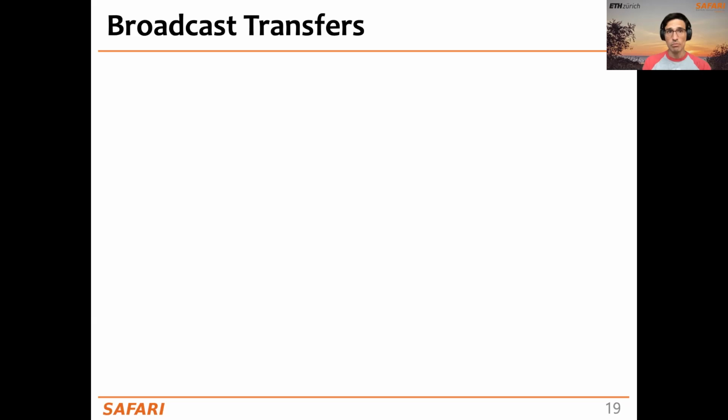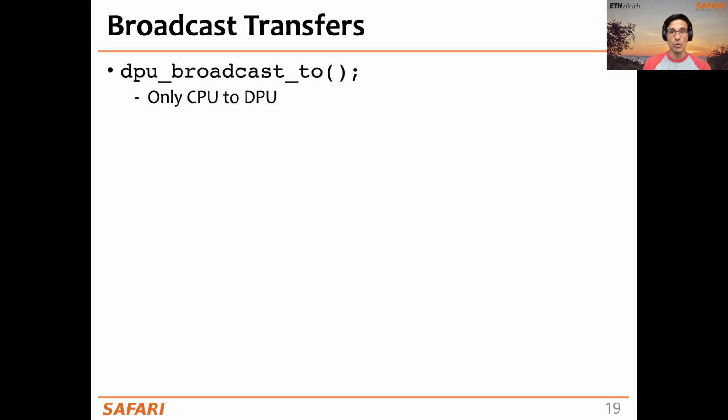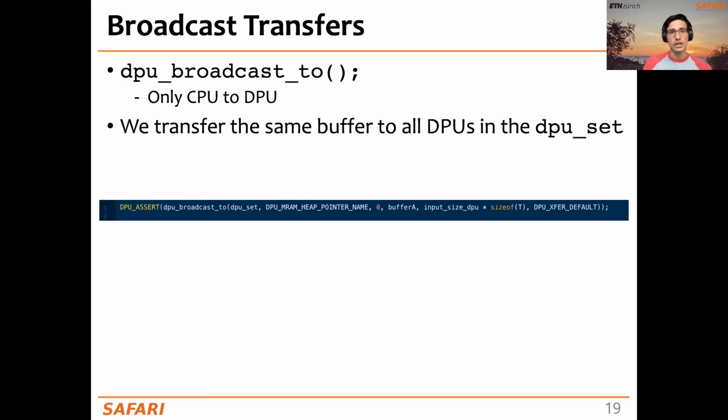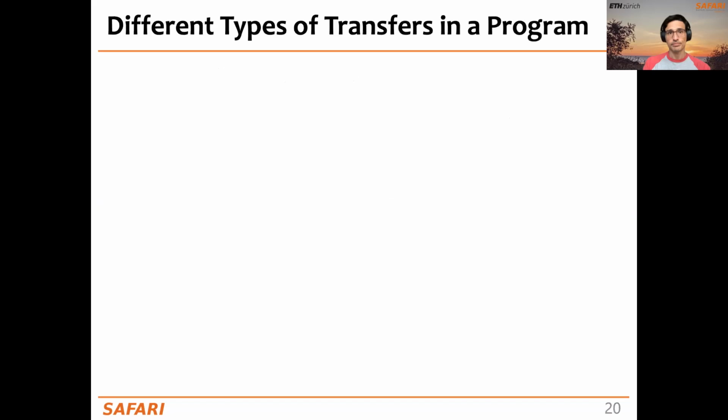And finally, we have the broadcast transfers. In this case, we can target multiple DPUs, but there is only the possibility of copying from CPU to DPU. So it's a unidirectional operation, this dpu_broadcast_to. We transfer the same buffer to all DPUs in the DPU set. That's why it's called a broadcast transfer. And this is how the syntax of dpu_broadcast_to looks. Notice that here we have the pointer to main memory and the transfer size.